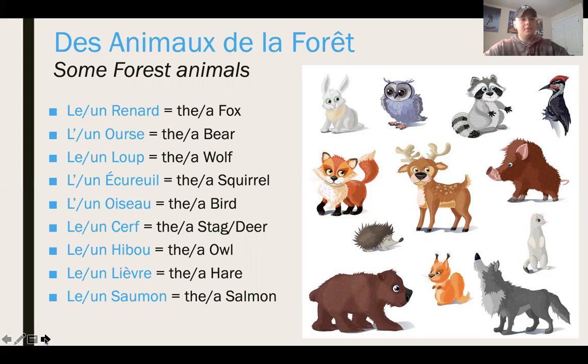Then you have l'oiseau or un oiseau, which is a bird. Le or un cerf, which is the stag or the deer. Le or un hibou, an owl. Le or un lièvre, which is a hare. It's just a little different from a rabbit. It's not a lapin, it's a lièvre. So the hare is different than the rabbit. Then you have le or un saumon, the salmon, which you don't have in the picture here, but figured I got most of the animals. Hopefully that'll help a little bit.